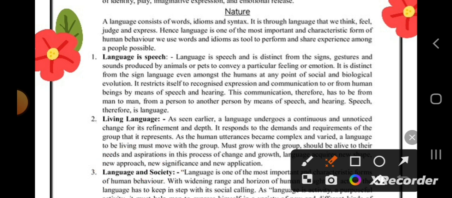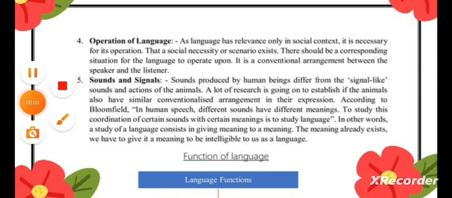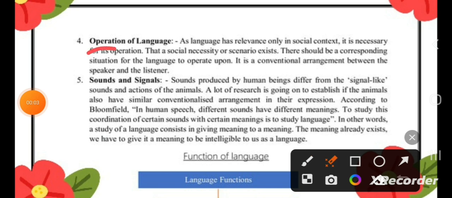Language and society. Language is closely intertwined with society. It is a reflection of human behavior and plays a crucial role in social interactions. Language helps individuals express themselves in various situations, allowing for effective communication and understanding. Operation of language, nature number 4. In the operation of language, it is essential for there to be a social context or necessity. Language exists to facilitate communication between individuals and it requires a corresponding situation or scenario for it to operate effectively.